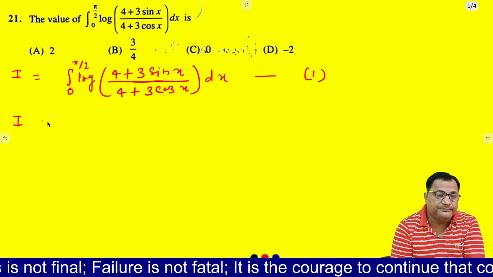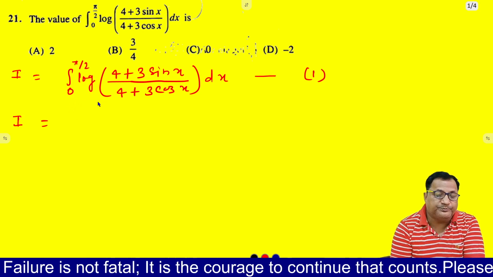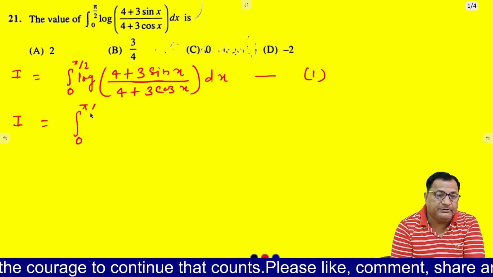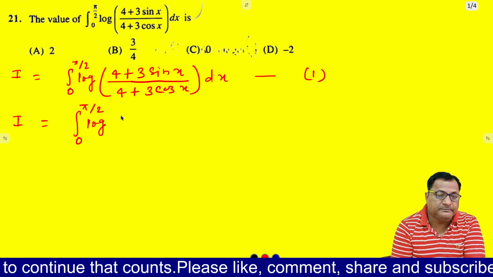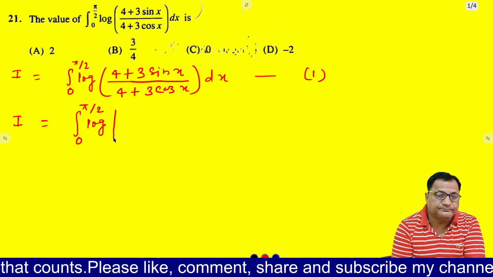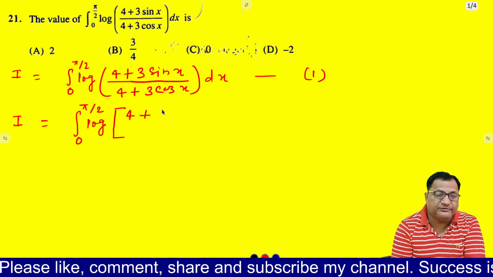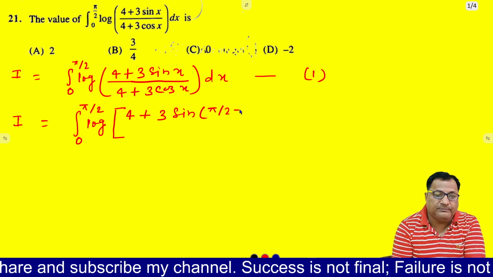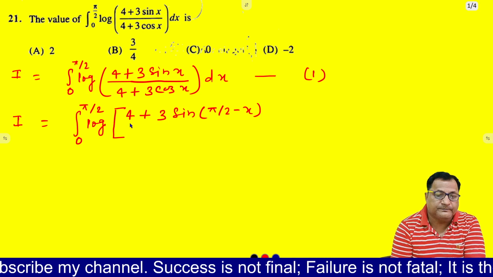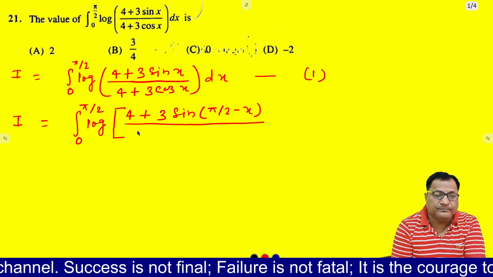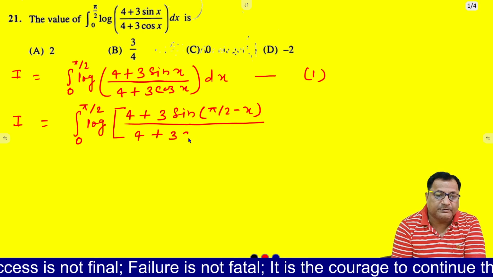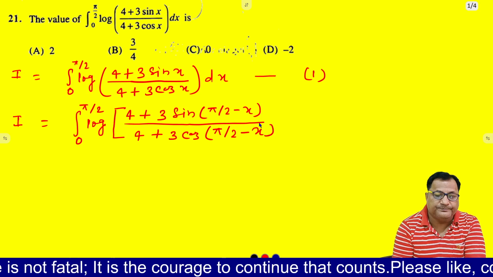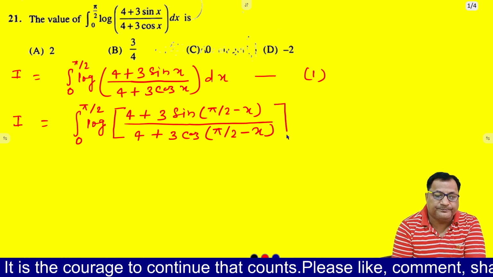I is equal to, by using the P2 property we will write this, integral from 0 to pi by 2 of log of (4 plus 3 sin of (pi by 2 minus x)) by (4 plus 3 cos of (pi by 2 minus x)) dx.